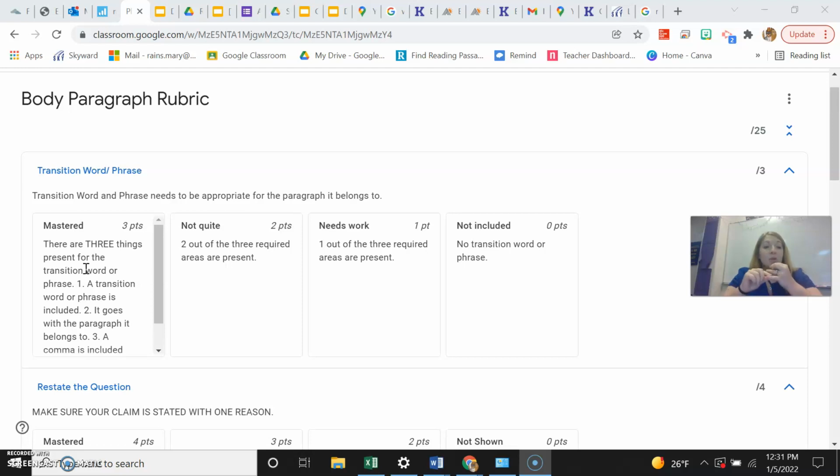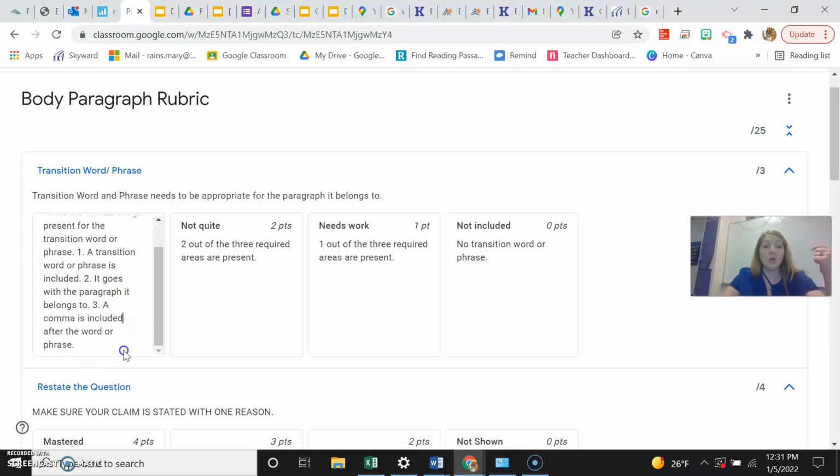Second, it goes with the paragraph it belongs to. So if it's the first body paragraph and the first reason, you could say something like first, or first off, or to start. But if it's the second body paragraph, you wouldn't say to start with, because you're not starting your argument there. You started it at body paragraph 1. So it has to go with what it belongs to.